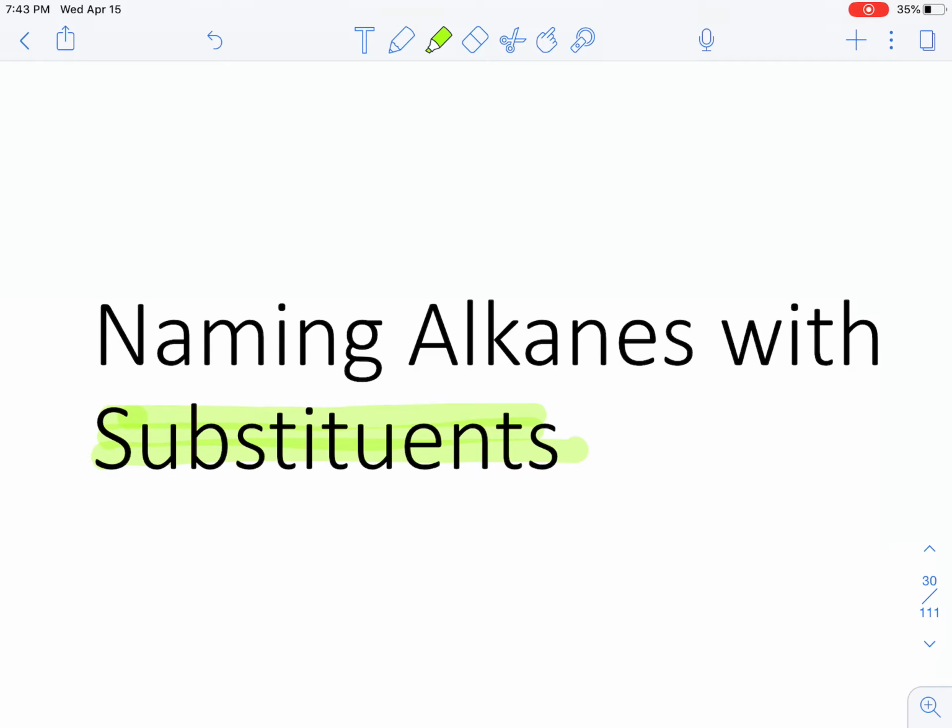I really do hope that after working through several examples and showing you how to name these alkanes with substituents, you guys can pick up on the pattern and be able to go back and replay some parts of this video and try them out on your own.